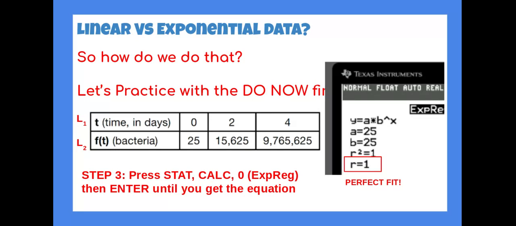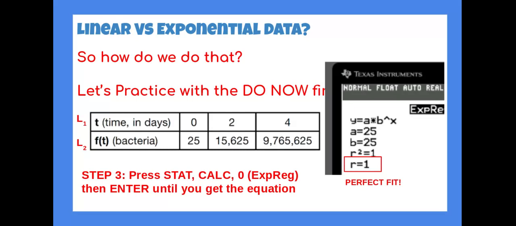Now, the fact that the R value is 1 means that it's a perfect fit, that we were absolutely correct, that it does represent an exponential regression equation or an exponential function. So that was perfect. That's why we were going to see how to tell whether or not it was a perfect fit. Now the next part is something a little different.